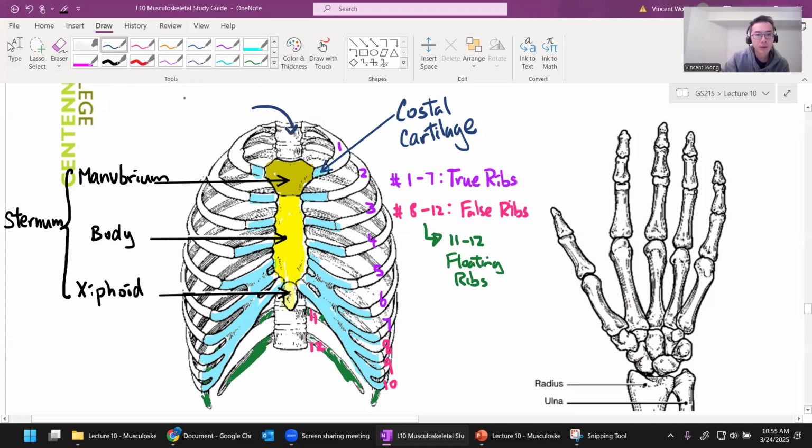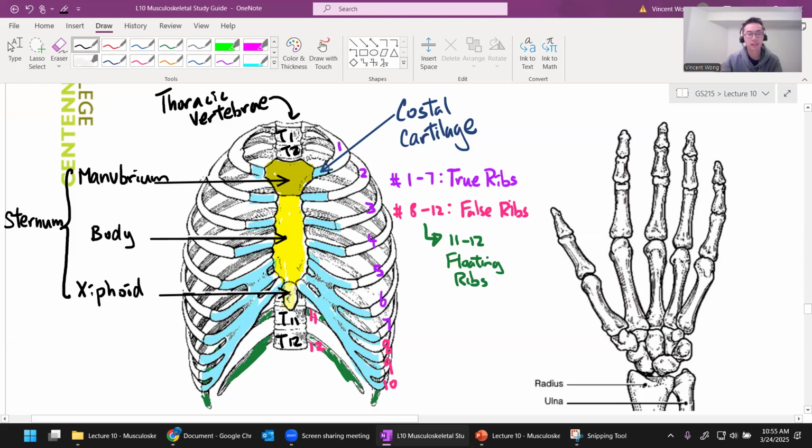I guess there are other things you can label here. This is the thoracic vertebrae. Okay. T1, T2, right? T1, T2, all the way to T12. That's where each pair of the ribs originate from the back.